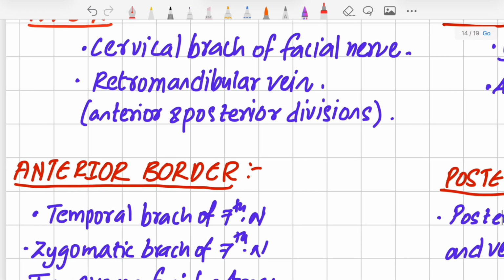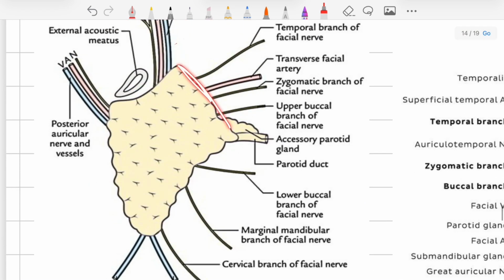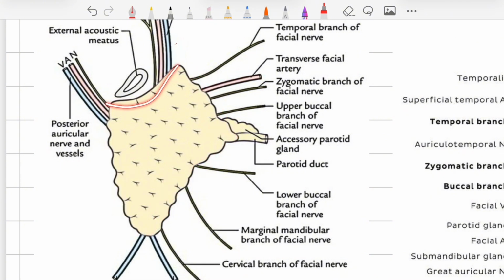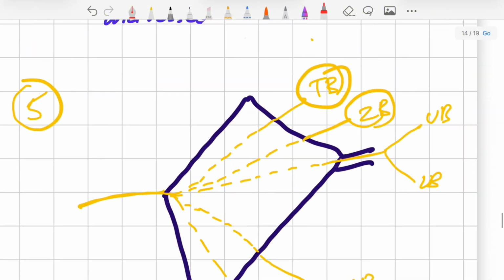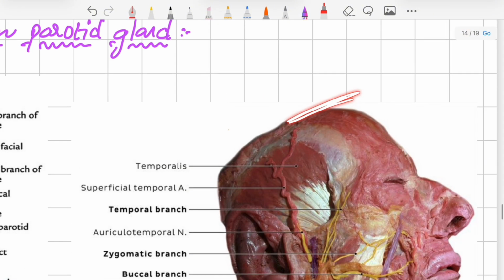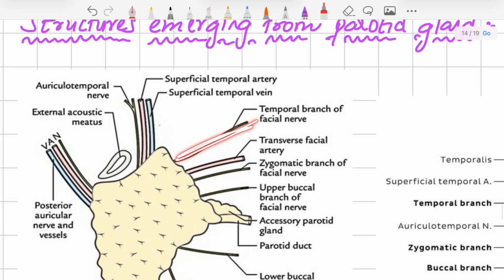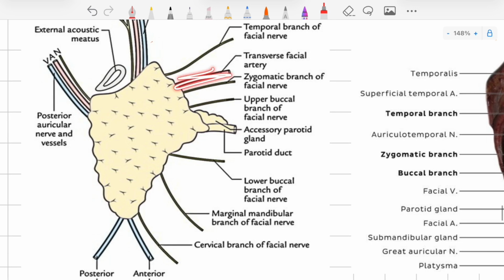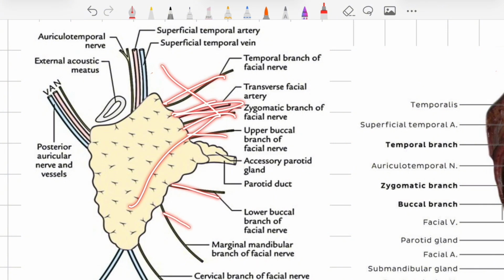Okay, next, from the anterior border, that is from this one. So this is the anterior border, this is the posterior border, and this is the superior surface or the base. So from the anterior border, you can clearly appreciate, excluding the cervical branch because it is from apex, we have the temporal branch. Along with the temporal branch, we have the transverse facial artery. Next, the zygomatic branch, as well as the buccal branch, again the upper as well as the lower, right? Next, the marginal mandibular. Simple. We have the transverse facial artery extra added here. That's it. From the anterior border, we have the branches of facial nerve with the transverse facial artery.